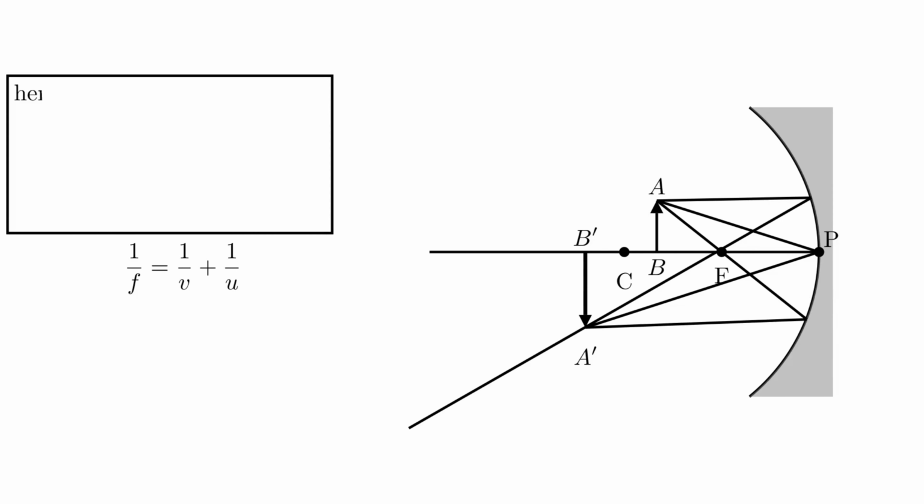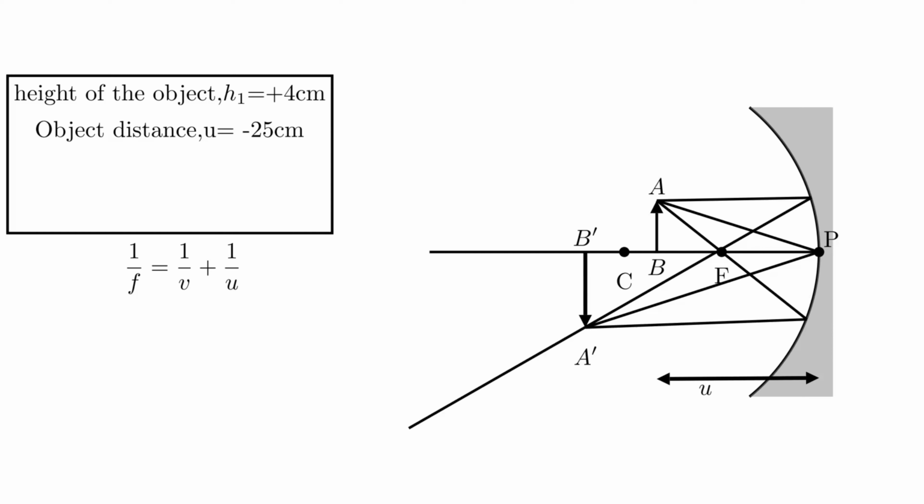The height of the object h1 is positive 4 cm as it lies above the principal axis. The distance of the object u is minus 25 cm as it lies to the left of the pole. The focal length of the mirror f is minus 15 cm as the mirror is concave.